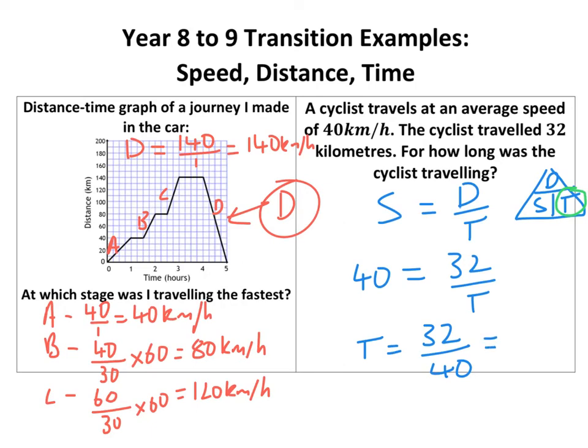Now that as a fraction is 4/5. In time that sounds a bit weird, but actually it's 4/5 of an hour, because that's kilometres per hour. Now 4/5 of 60 is 48 minutes. So there you go. There are a couple of different speed, distance, time questions that you may see. Pretty straightforward. Just think about the units quite carefully.